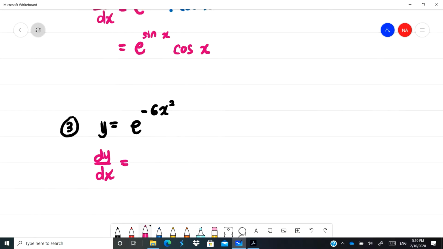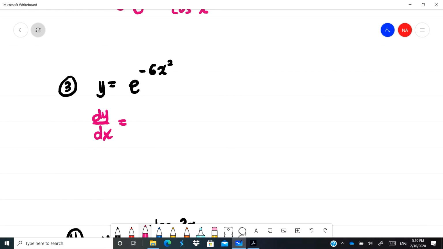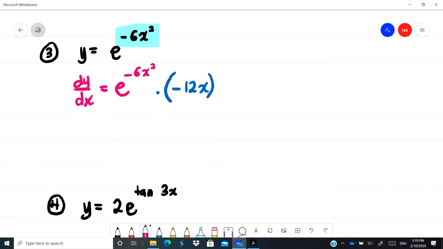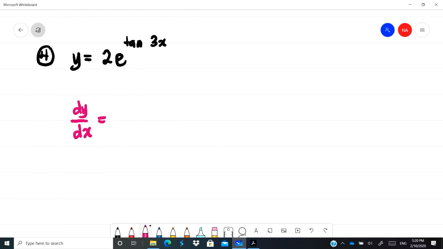So let's look at the third question, the example. Firstly, we know that from the rule, for the exponential, it is unchanged, so you just copy, e to the power of negative 6x squared. But now you have to differentiate the power. Differentiating that, you bring down and then copy, so negative 12x. That negative 12x is usually written in front, so it's something like negative 12x e to the power of negative 6x squared. So let's move to question number 4.